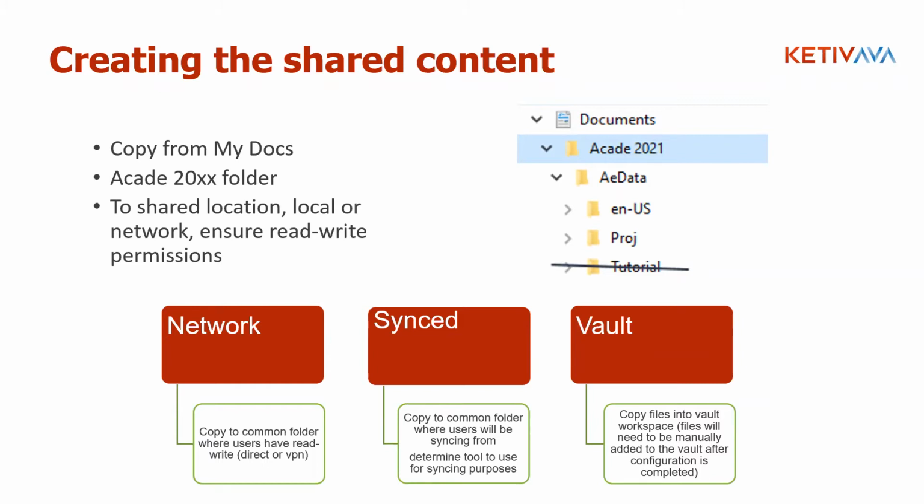So for AutoCAD Electrical, or AutoCAD 2021, in my Docs folder, I take that folder and I copy it to where I'm going to go. Now for a networked location, I want to make sure that it's got read-write permissions. Okay, and that's it. So that's the startup of it.